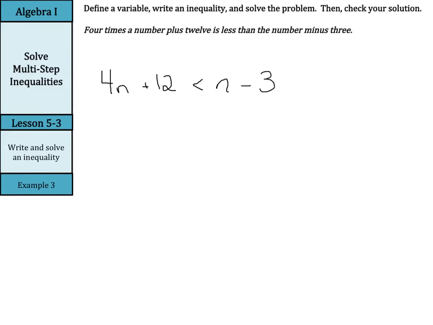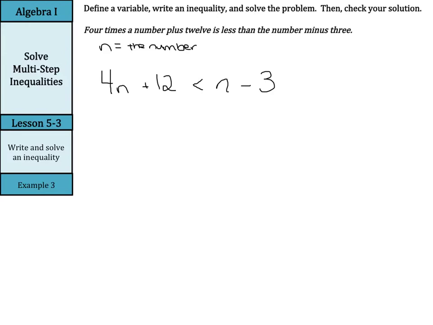And the only thing we didn't do yet was say, okay, n is going to be the number to define our variable first. So n is the number, so 4 times the number plus 12 is less than the number minus 3. Now let's go about solving.